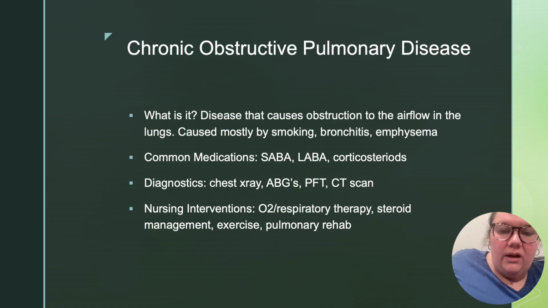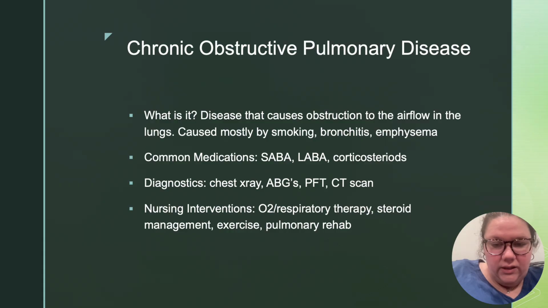Interventions, we give them oxygen, but we have to be extremely careful because they do retain CO2. They are carbon dioxide retainers. So if we give them a lot more oxygen, if we increase that flow rate, they have a hard time blowing off that CO2. A lot of times in severe cases, you're going to see these patients on BiPAP. We do steroid management, exercise, and pulmonary rehab for when they're discharged is the number one predictor of success.